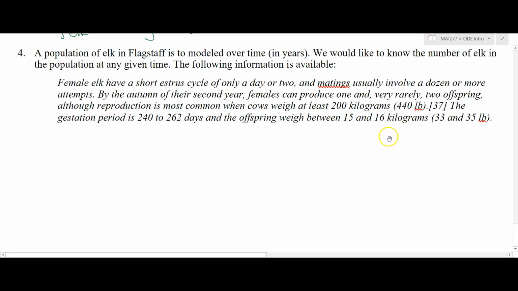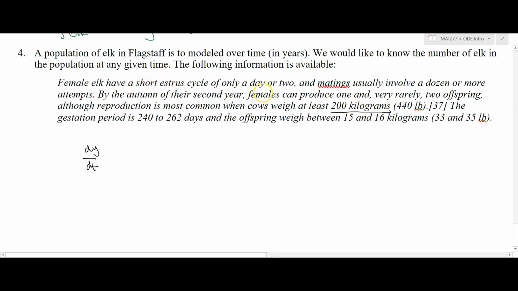So there's lots of information here, but ultimately all I want to know is, okay, well, how many new elk are going to be born? So what is dy dt going to be? Same units as before, elk per year. So what's going to affect them? Well, obviously the weight will, right? The mass of them.